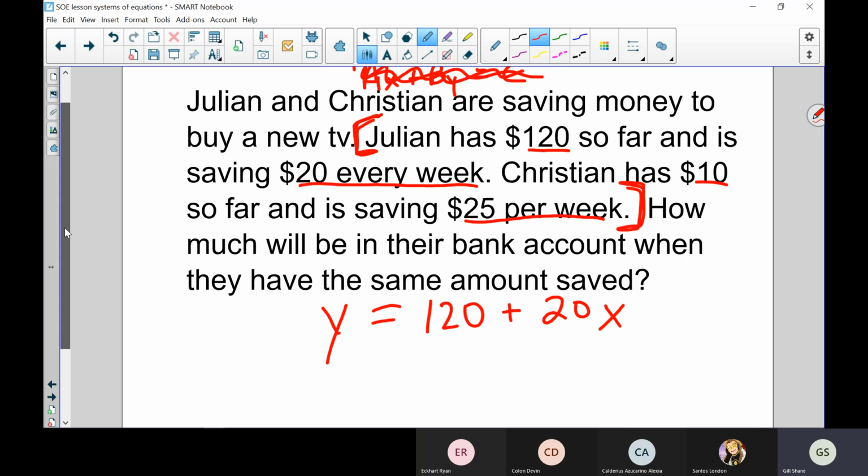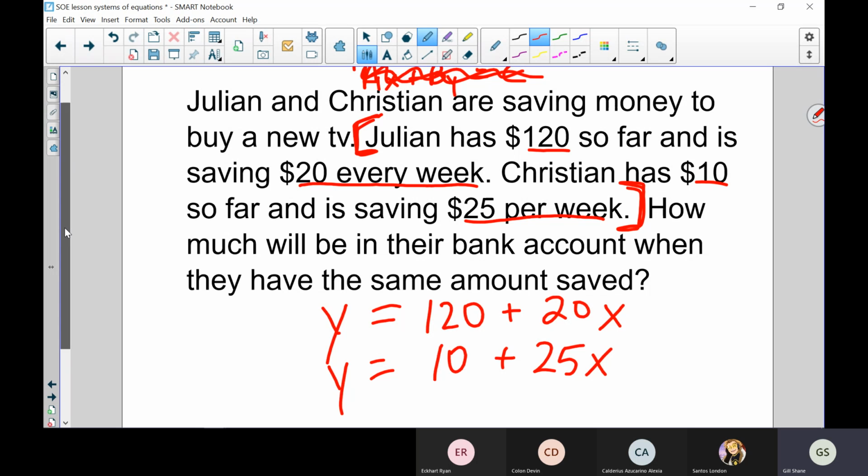So next, I'm not even going to switch colors. Now we do Christian. What's he start with? 10. He's going to do what to that 10? Add 25. You're going to add 25 per, so times the number of weeks, which is X. You should start to kind of be comfortable with this type of equation, because they're all virtually the same. Once you identify the format, they're not super difficult, I don't think.